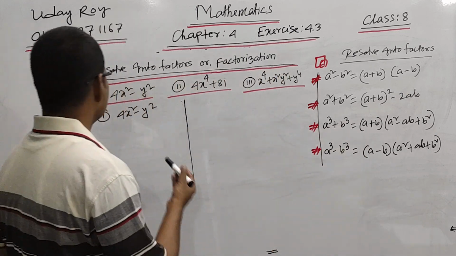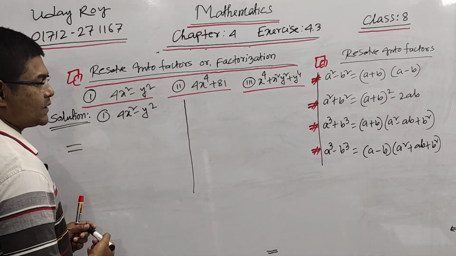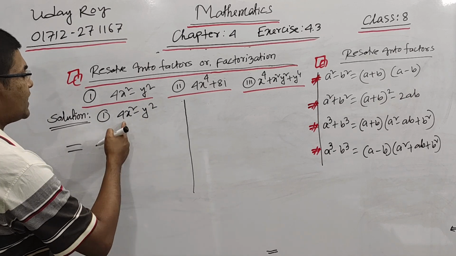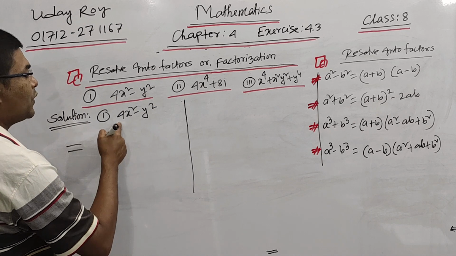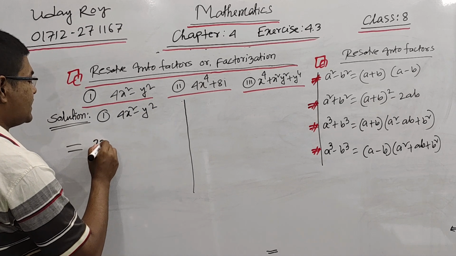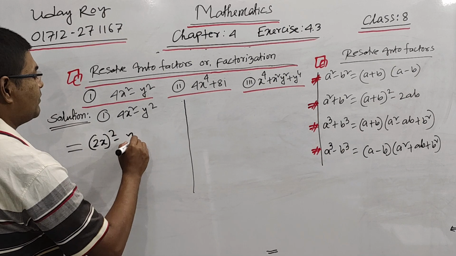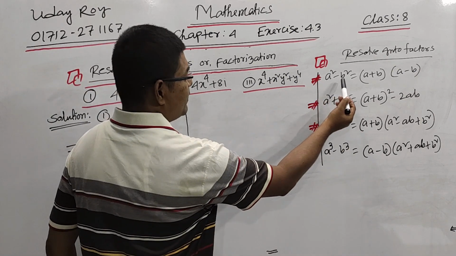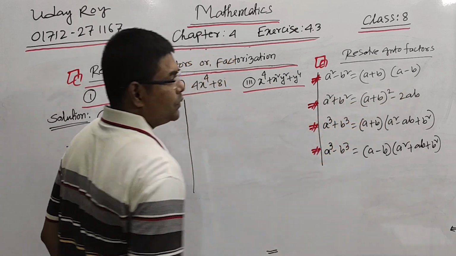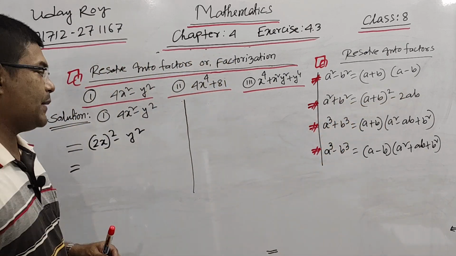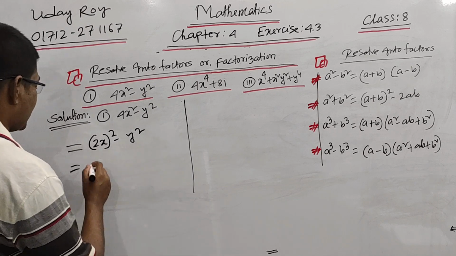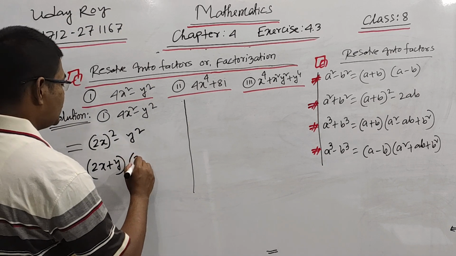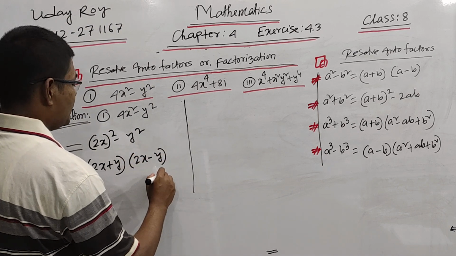We can see here is 4x square minus y square. Easily we can do this math. 4x square, 4 is a perfect square, so (2x) whole square minus y square. Here, we know a square minus b square equals (a plus b) into (a minus b). So we can write (a plus b) into (a minus b).